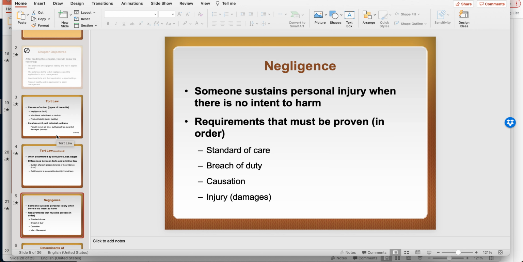Negligence is a big one to understand. Basically, when someone's injured, if it's due to you not handling the situation properly, that's big for coaching. Understanding that you can put your athletes at risk, especially in the weight room, if you are not supervising them well or preparing them well, or you do something to basically put them in harm's way. So big things here: standard of care, breach of duty, causation, and then injury. So damage is done.